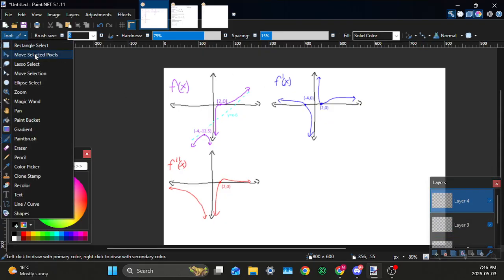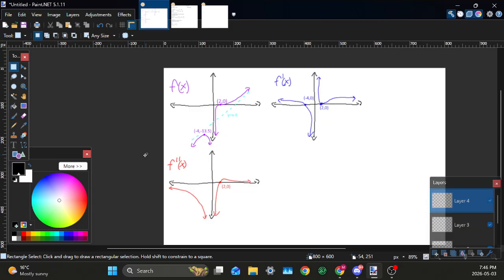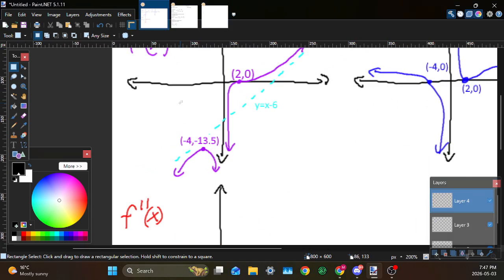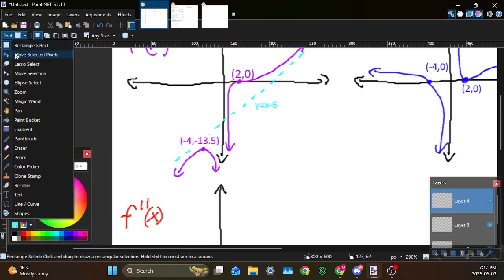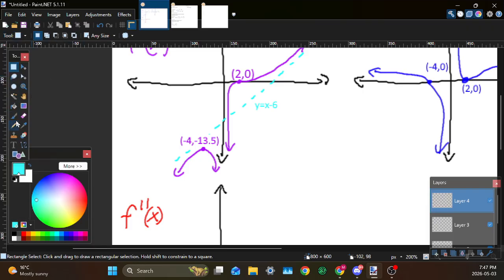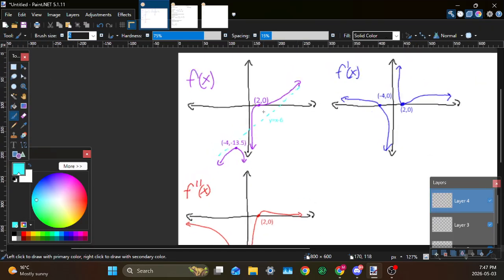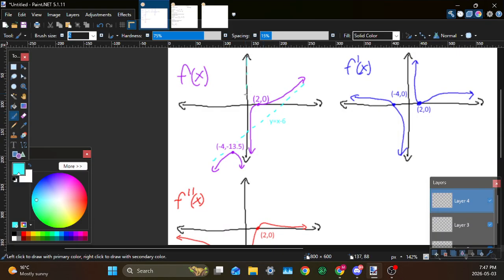So these are our graphs here. So this first one here, we got a slant asymptote at y equals x minus 6. I should probably also just clarify that there is another asymptote at x equals 0 here. Just right there.